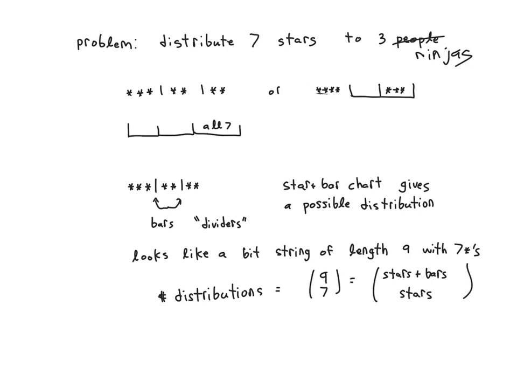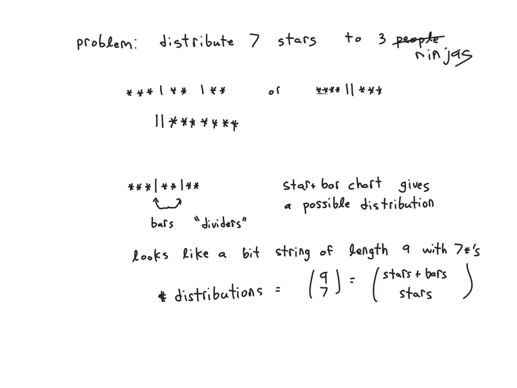And so you see if you do these types of diagrams, the case where someone got none corresponds to 2 bars being right next to each other. If there are no stars between 2 bars, that person got none. And finally, this last one corresponds to all 7 stars being at the end. 5, 6, 7. So the bars serve as dividers, dividing the stars up between the different people. And so each star and bar chart corresponds to a different solution to this problem.